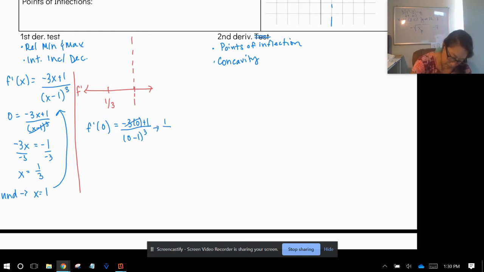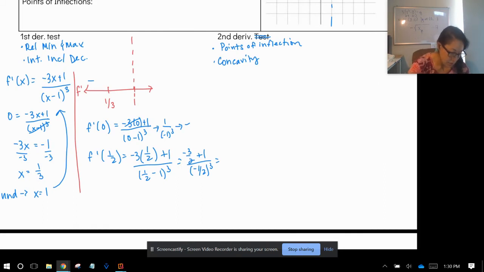So I get a positive 1 over a negative 1 cubed, which is going to give me a negative value. So we're going to do f prime of, let's say, 1/2. So negative 3 times 1/2 plus 1 over 1/2 minus 1 cubed. So I get negative 3 over 2 plus 1 over negative 1/2 cubed. And so I get a negative when I add those together over a negative, which is going to give me a positive. Sorry, that got a little messy.